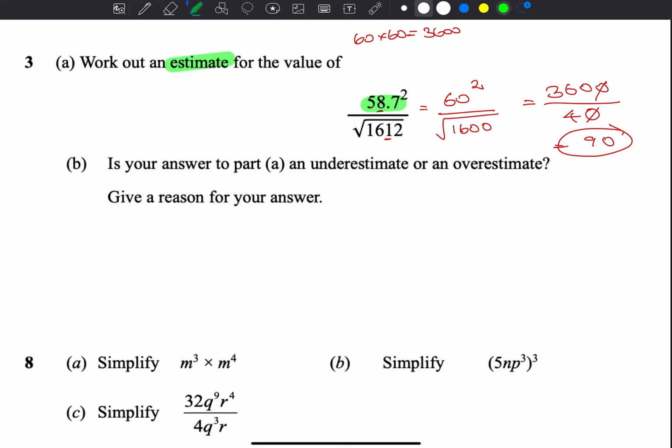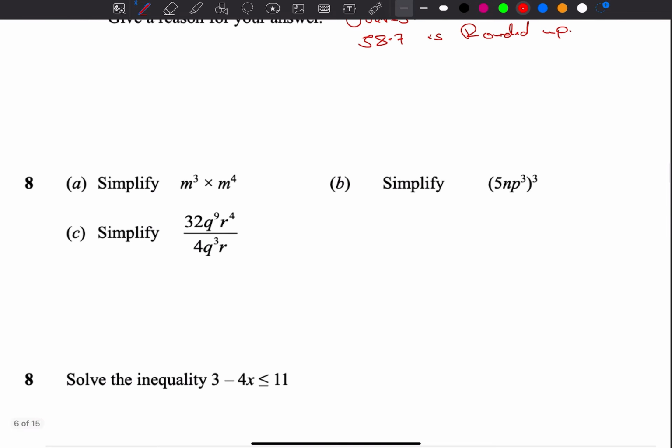Always look at the top number, never the bottom number. It's an overestimate. Why? Because the 58.7 is rounded up. To what? Not 60 basically then.